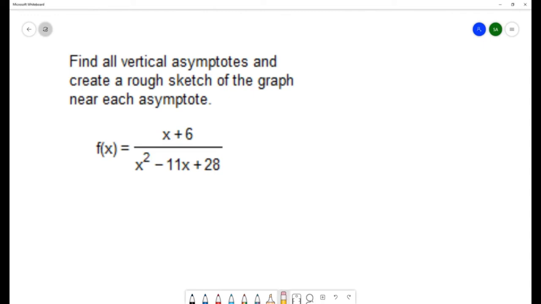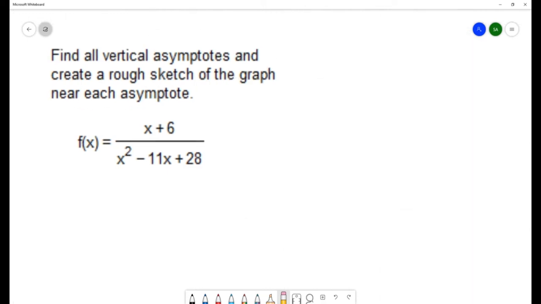For this question, we want to find all vertical asymptotes and create a rough sketch of the graph near each asymptote. When we're looking for vertical asymptotes, we need to first find any restrictions on this rational function. We do that by setting the denominator equal to 0. We set the denominator x squared minus 11x plus 28 equal to 0, and we can solve this quadratic equation by factoring.